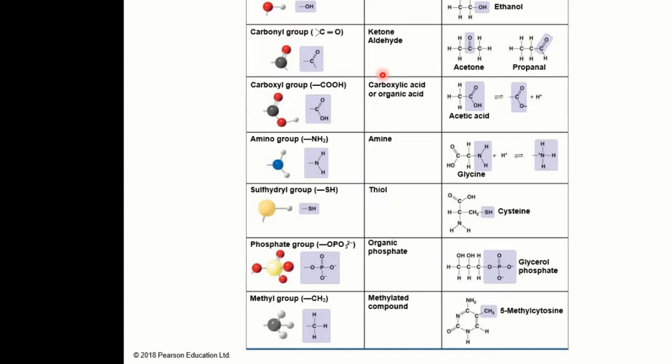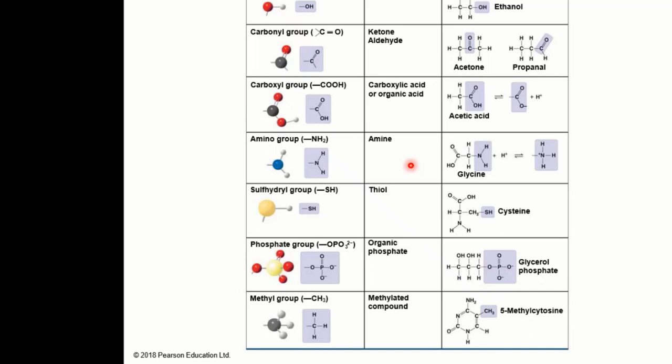And also the carboxyl group, which is covalently bonded with COOH, where you can see here that there are a group of bonds and the group property is carboxylic acid or organic acid, with the example of acetic acid. And the amino group, where you talk about NH2, it's an amine. I don't know much about whether amino acids also belong to this group property.